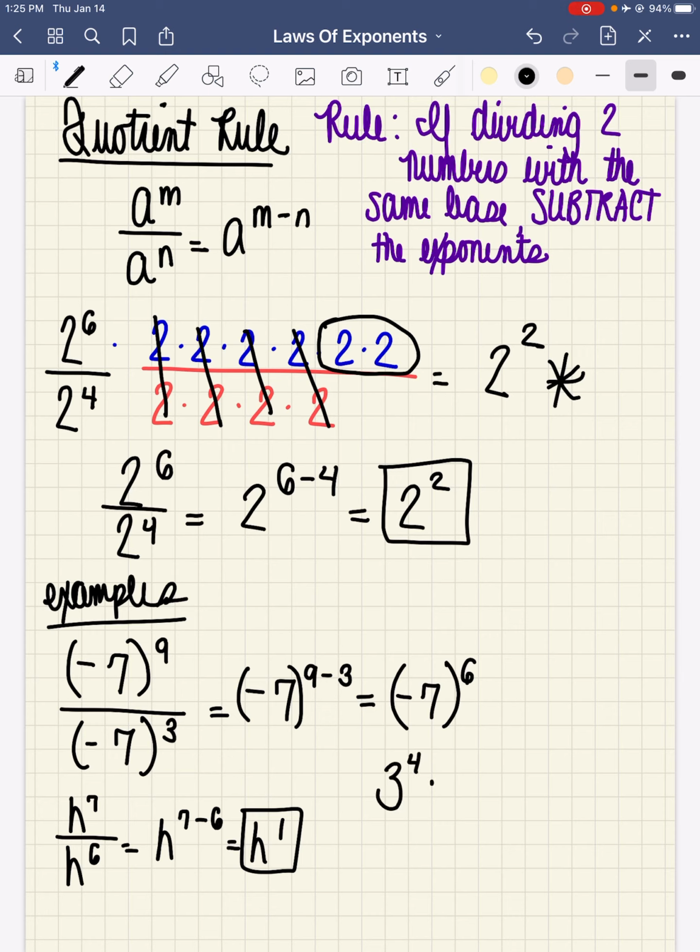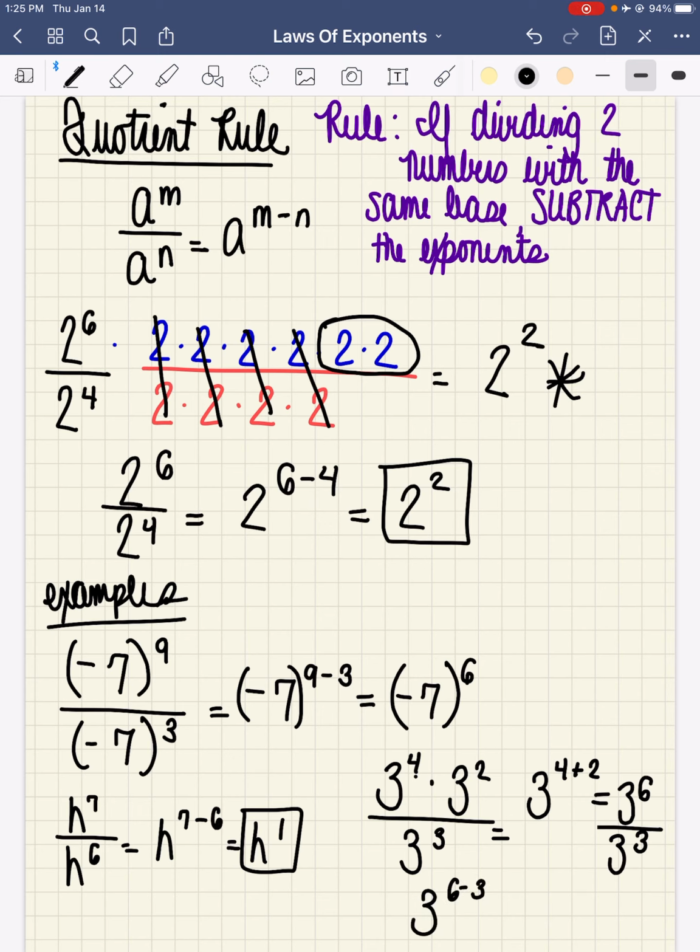So what we're doing here is we're taking our rule from yesterday and we're combining it with our rule from today. So I need to start with my rule from yesterday, which is the power rule, which tells me to take my exponents if I have the same base and they're multiplied and add them. So 3 to the 4th plus 2 gives me 3 to the 6th, and then I have that over 3 to the 3rd. And so now I'm going to use my rule from today and say 6 minus 3, 3 to the 6th power over 3 to the 3rd power is going to give me 3 to the 3rd power.